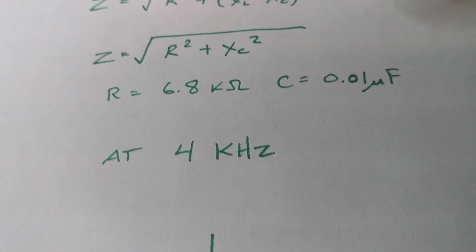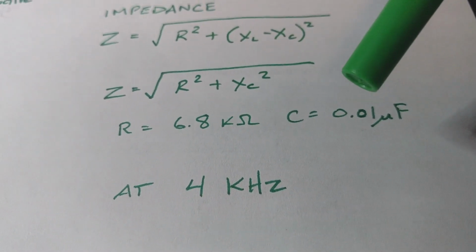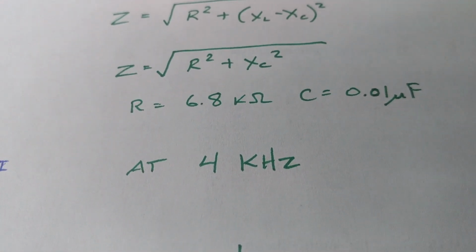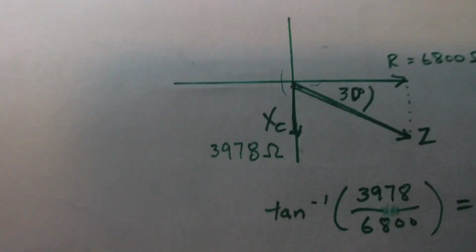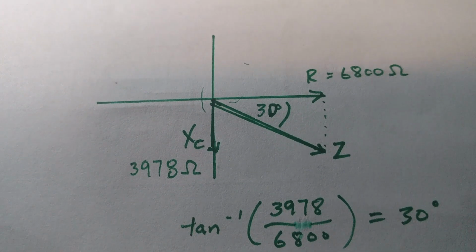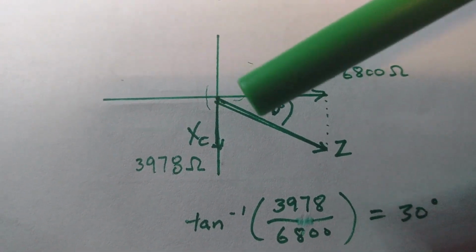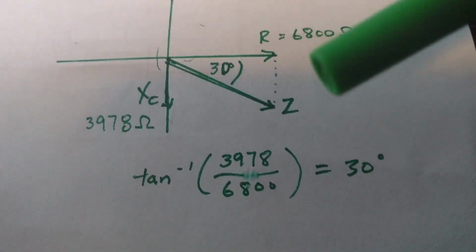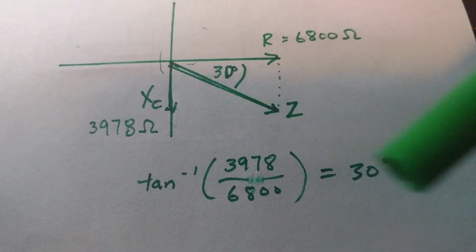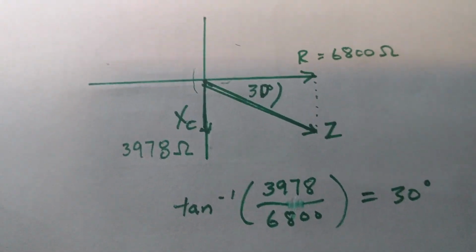And for our practical example, I'm going to use 6.8 kilo ohms for the resistor and 0.01 microfarads for the capacitor, and we're running at 4 kilohertz. So if you plug in these numbers for the reactance, or let's just calculate reactance, you get XC equals 3978 ohms. And if I take the inverse tangent of that with the resistor, I'm going to get this angle here of 30 degrees.